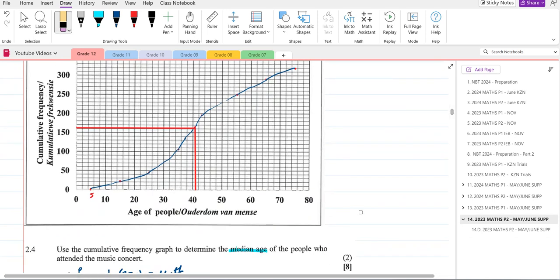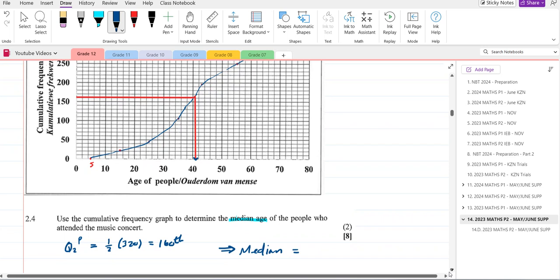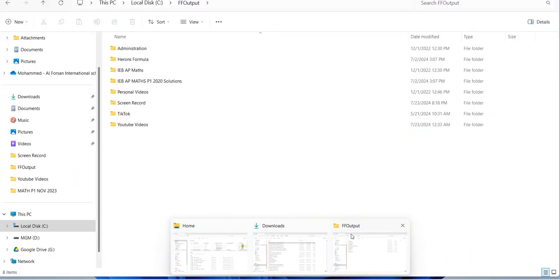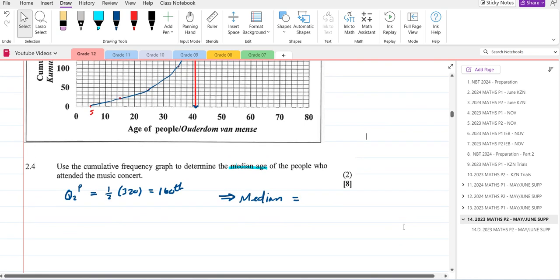So remember, they will give you the benefit of the doubt as long as you show the working, right? So I think the median age is 41. So I've got an answer of 41. So I've got a median age which is 41. I hope you guys understood that.